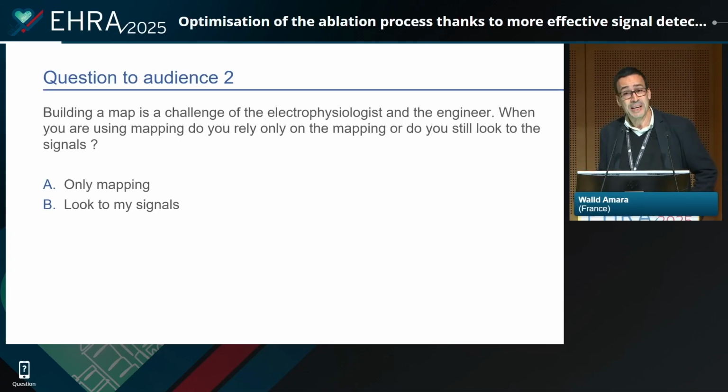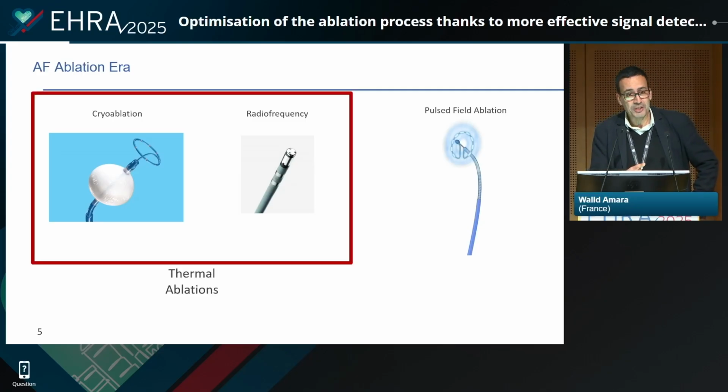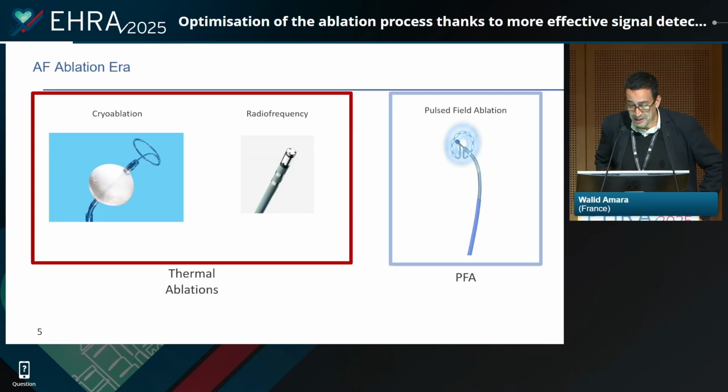Why do I ask you that? Because in our era, we are moving from thermal ablation technologies, and now, as we see in this Congress and in our practice, to PFA. There are so many kinds of PFA catheters, and even some new ones coming to the market. And I was speaking with one of my colleagues, who said to me that in his center he can do 6 to 7 cases per day.